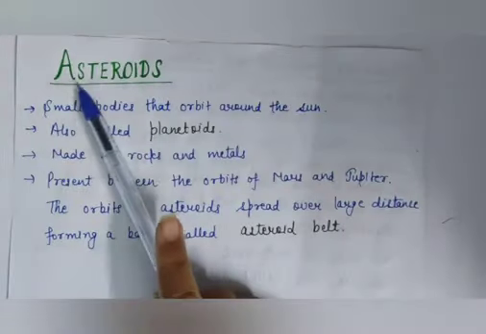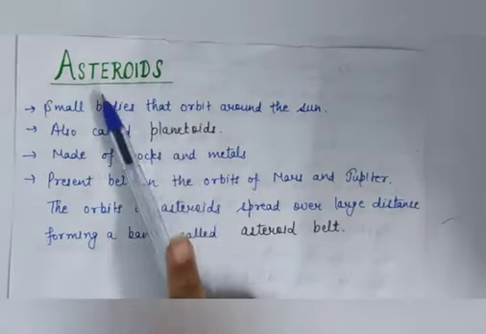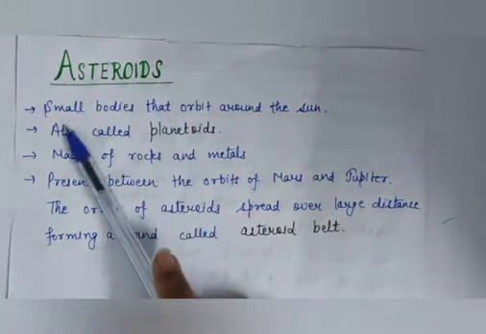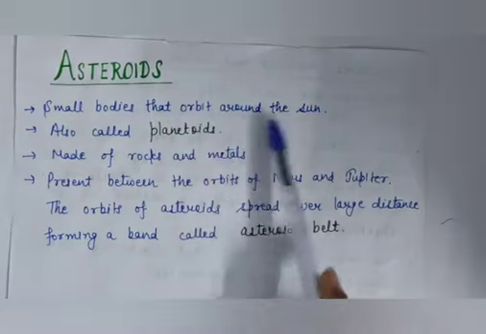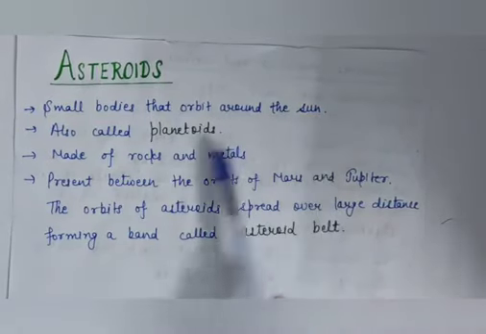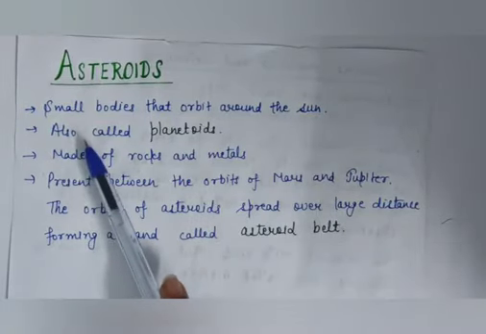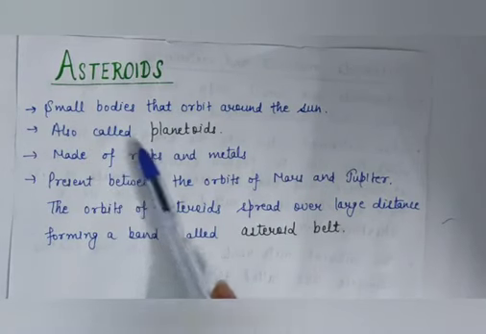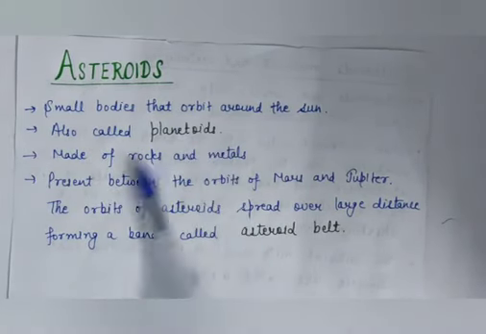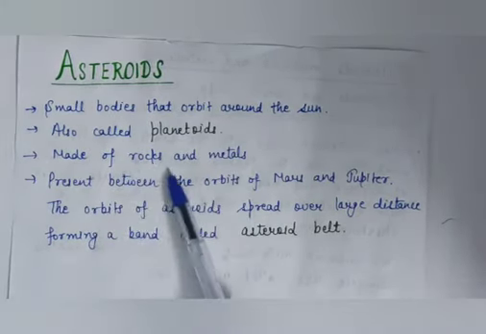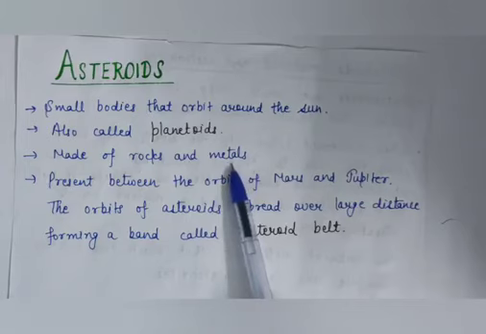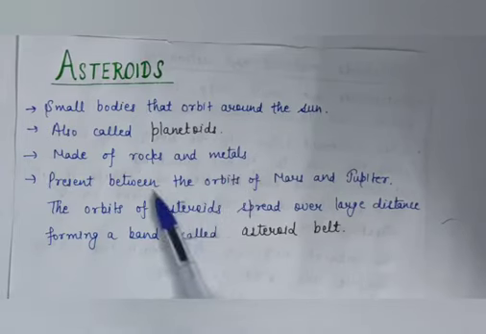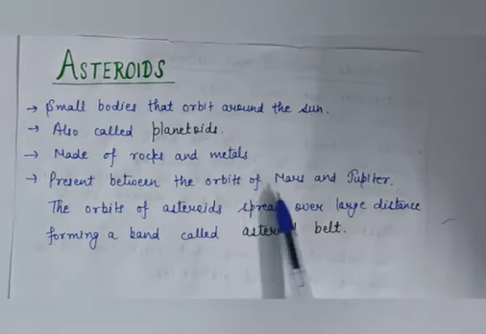Now next topic is asteroids. What are asteroids? Asteroids are small bodies that orbit around the sun, and they have also been called planetoids. They are made up of rocks and metals and are present between the orbits of Mars and Jupiter.